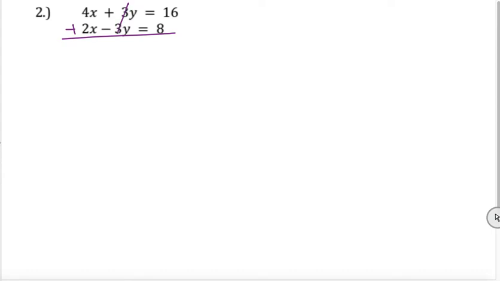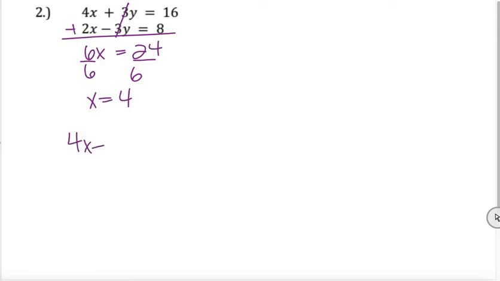So they cancel out. I bring down 4 plus 2, which is 6x, and 16 plus 8 is a positive 24. I divide both sides by 6 to get x by itself, and x is a value of 4 now. And now I can plug back in. I'm going to plug into the top equation this time.